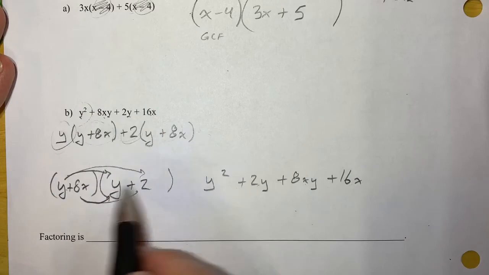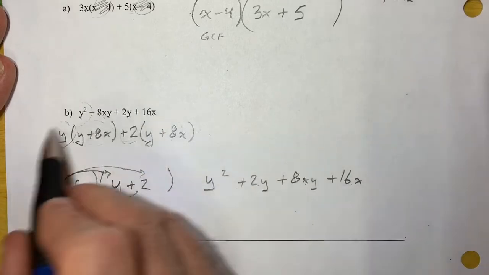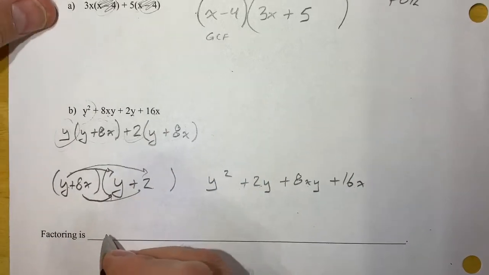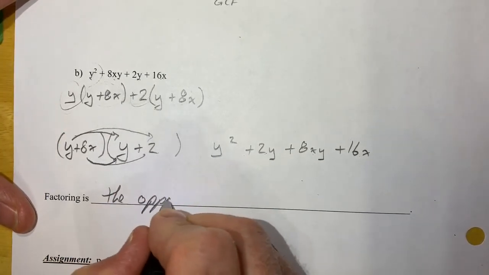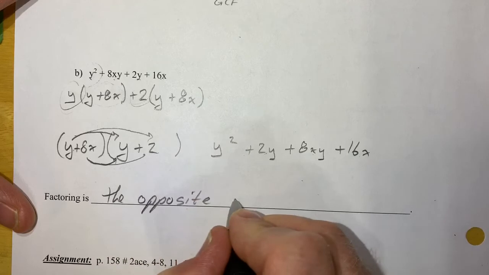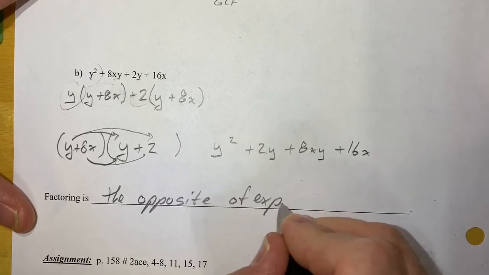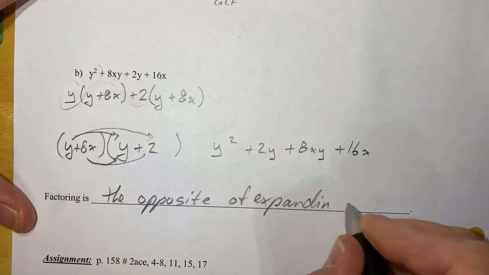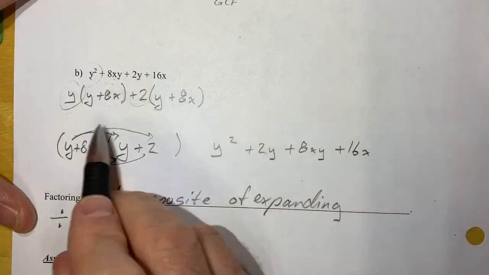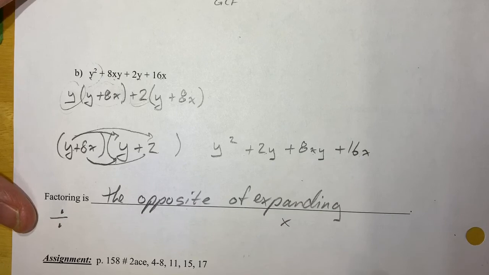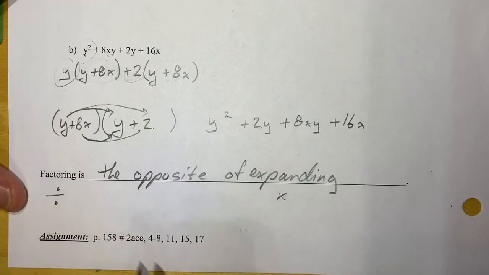So multiplying out by FOIL and factoring are opposites. Factoring is the opposite of expanding. In other words, if you were to multiply them all out. So factoring is division. Expanding, in other words, multiplying it all out, is multiplication. Okay, so there's the assignment to give it a shot. We'll see how things go.